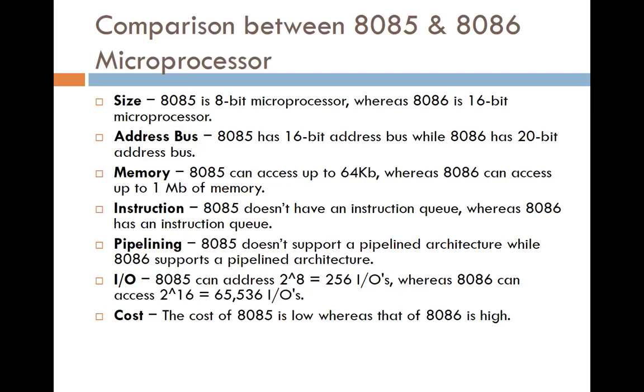Instruction queue: the 8085 does not have an instruction queue, whereas the 8086 has an instruction queue. Pipelining: the 8085 does not support the pipelining concept or architecture, while the 8086 supports the pipelining architecture. Input-output ports: the 8085 can access 2^8, meaning 256 IO ports, whereas the 8086 can access 2^16, meaning 65,536 IO ports. The cost of the 8085 is low as compared to the 8086.